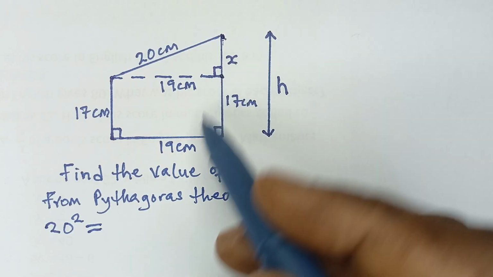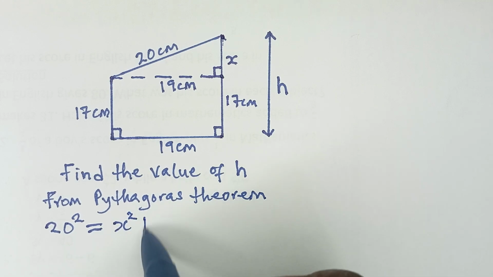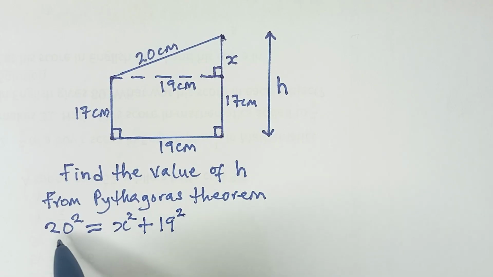So I'm going to square this x, that is x square, and then added to, that is the sum, added to 19 square, which is also the other side. So this is the Pythagoras theorem now, that is telling us that the square of the hypotenuse, which is the longest side of a right angle triangle, is equal to the sum of the squares of the other two sides, that is the adjacent and the opposite side.